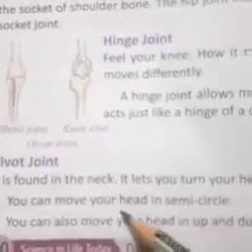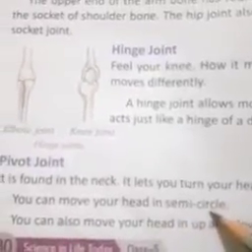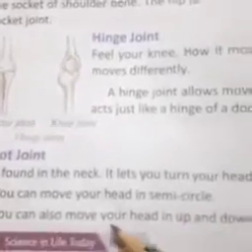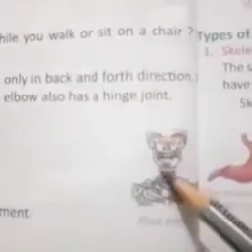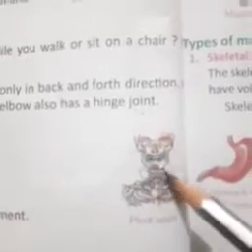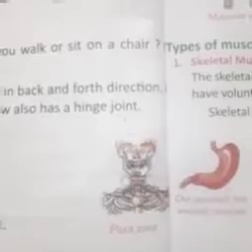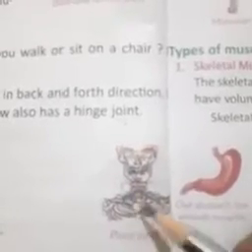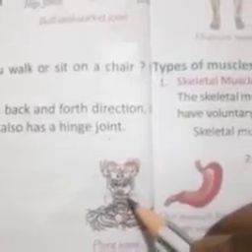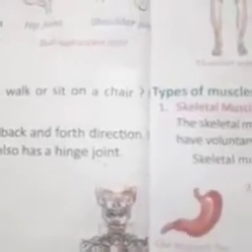You can move your head in a semicircle. You can also move your head up and down. Pivot joint. There is a pivot joint present in our neck. With the help of the pivot joint, we can move our neck side to side and up and down.